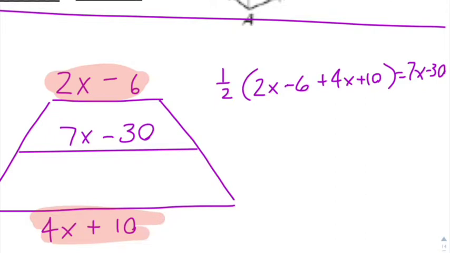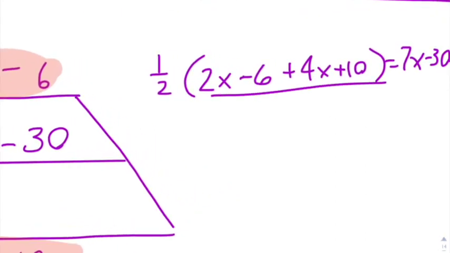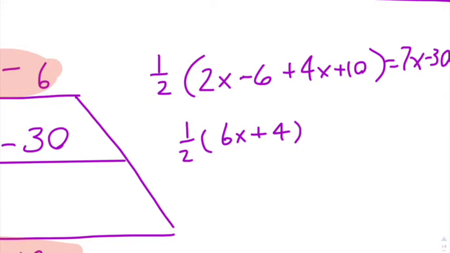So before I start messing with this 1/2, what I'm going to do is combine my like terms inside the parentheses. So I think that gets us 6x and then plus 4. And then you've got something like that. Now from here, there's two different things you can do. Sometimes the numbers are not going to be nice if you try to distribute the 1/2. They will in this case.